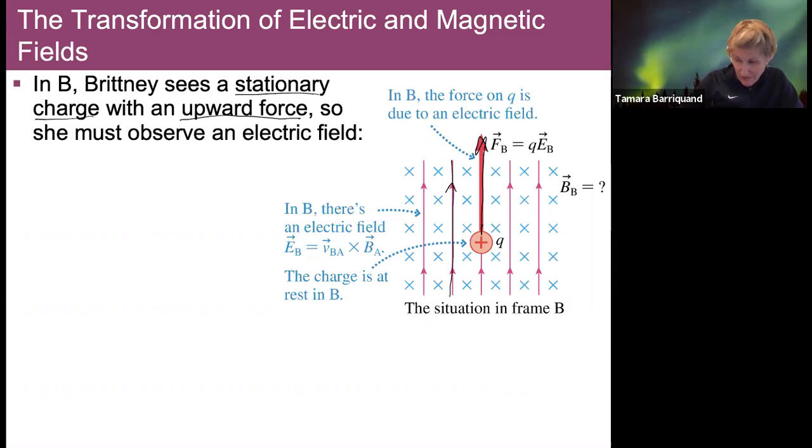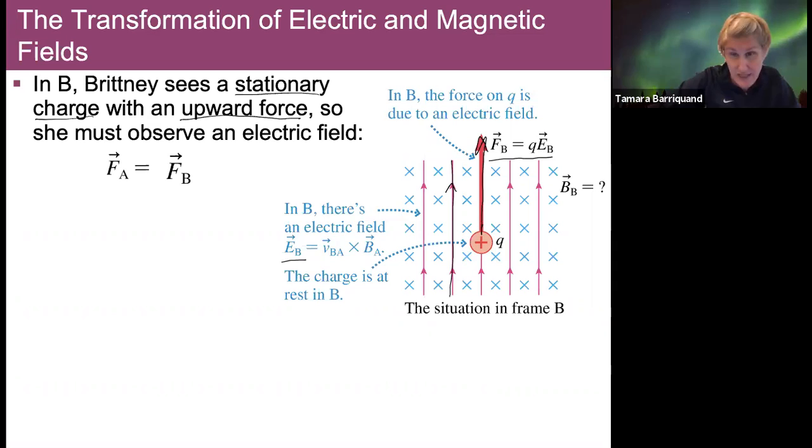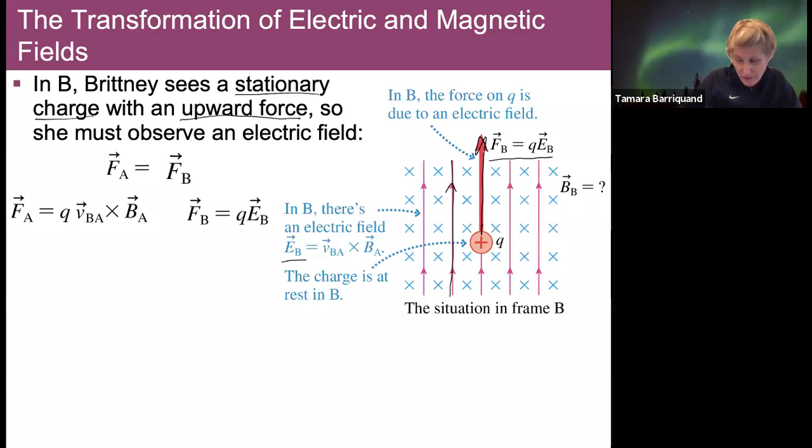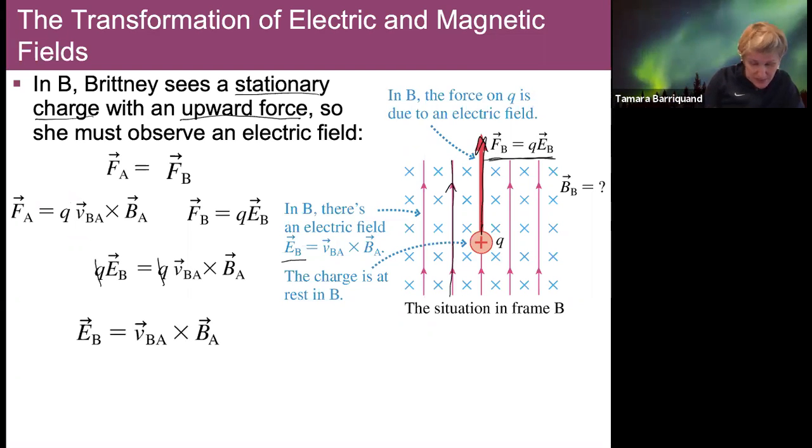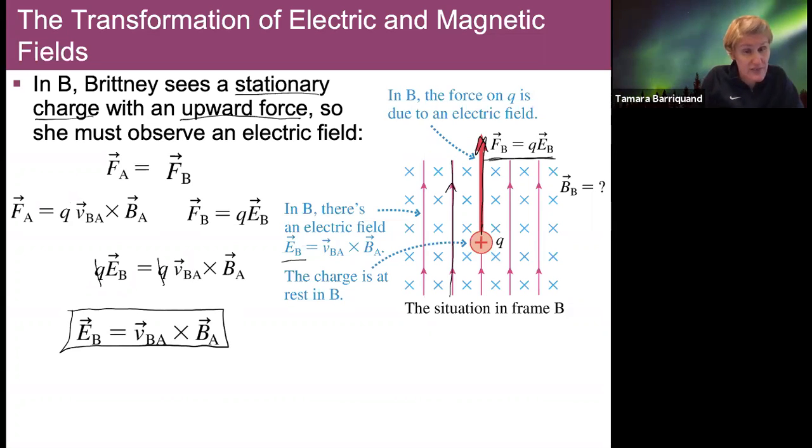So as far as Brittany is concerned, there is a force acting on the charge due to the electric field E sub B. Now we know that the force observed in reference frame A is the same as the force observed in reference frame B. The accelerations are the same. The force observed in frame A is due to the magnetic field, so that's Q V cross B. And the force in B is due to the electric field, so that's Q times E, or Q E sub B in this case. We can set these two equal to each other since F_A equals F_B. So Q E sub B equals Q V_BA cross B_A. If I divide through by Q, I can see that the electric field in B is equal to V_BA cross B sub A. So that's how we can transform the electric field that we see in B.